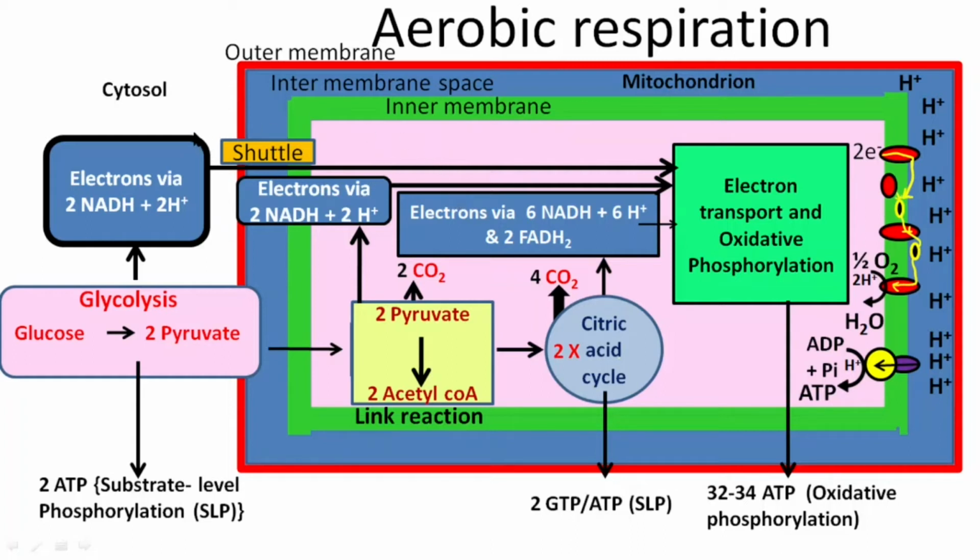If you remember, there are 2 coenzymes that are left in cytosol. These 2 NADH molecules cannot enter into mitochondria to transfer the electron to electron transport chain, because the membrane of mitochondria is impermeable to these NADH molecules. So what they do is, they just pass on the electrons into mitochondria through shuttle systems. About shuttle systems, I will discuss in a while.